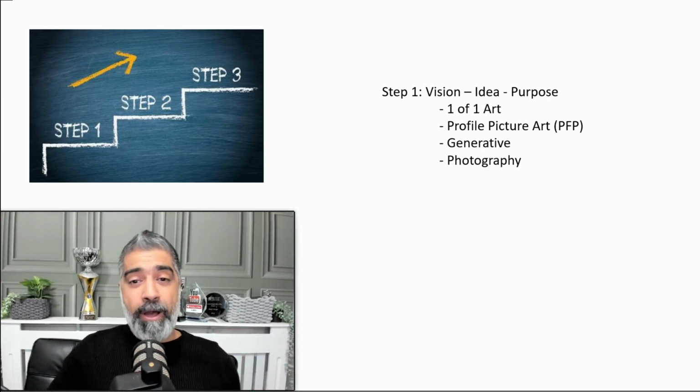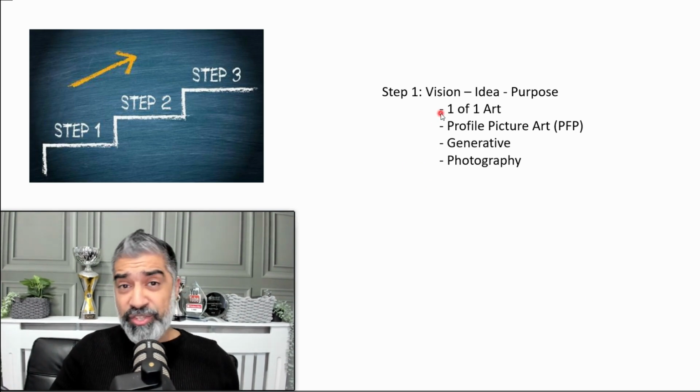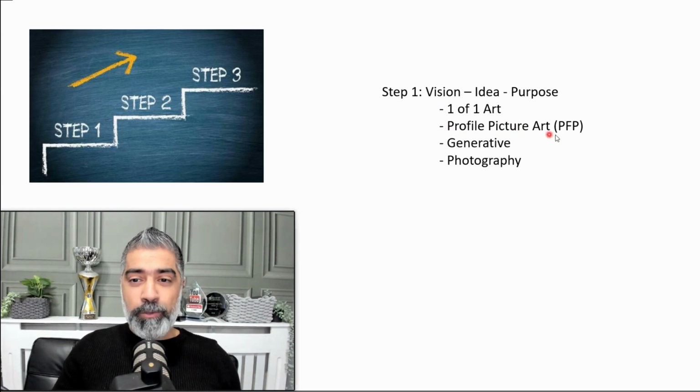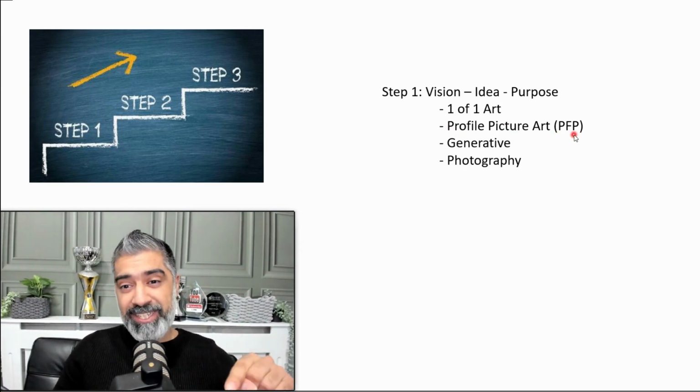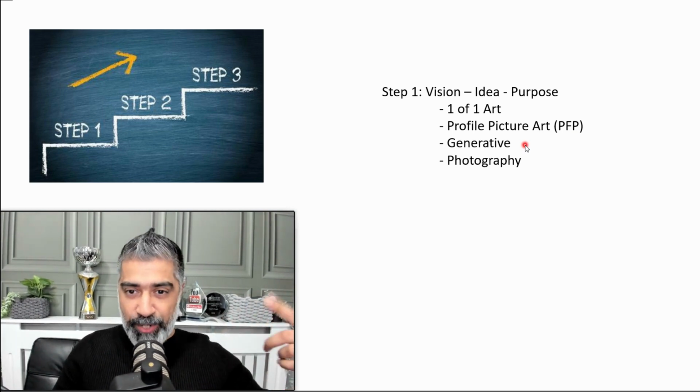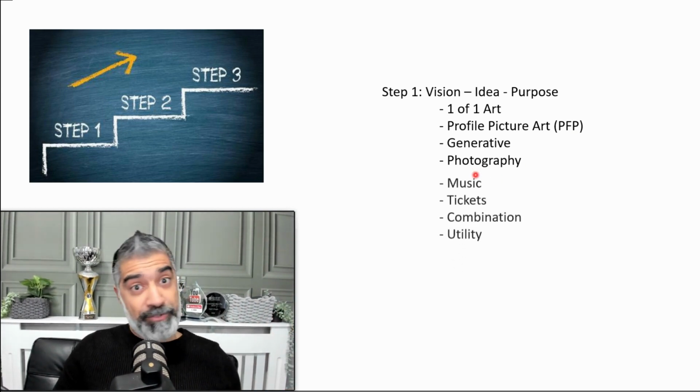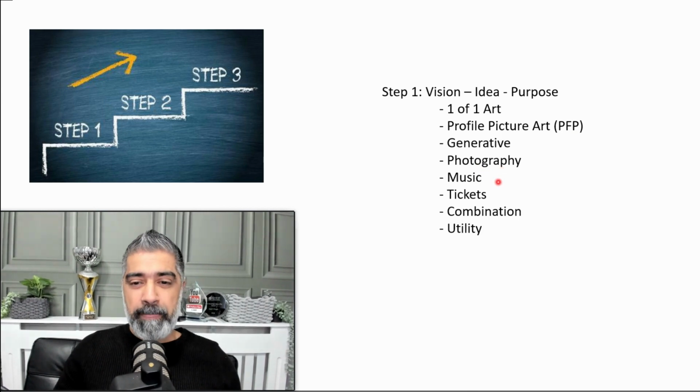So the most common are one-of-one art. So you've created one piece and you're going to sell that one piece. You have profile picture art, also known as PFP. That's what we're going to be covering today. Generative art, we can use AI to create some really cool stuff. Photography, if you're a photographer, you can sell those as NFTs. Music, tickets, or even just a combination.